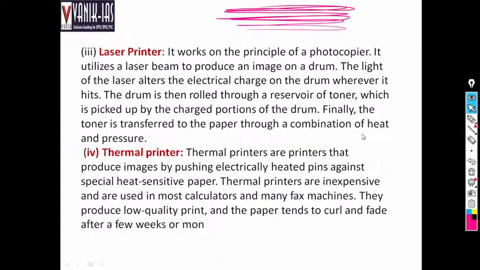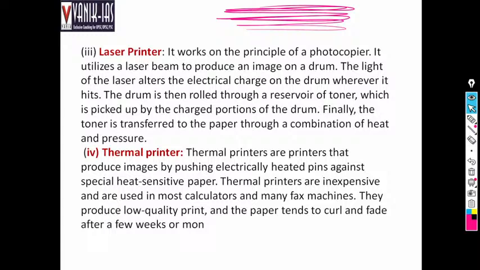Next is the laser printer, which we especially use, and the thermal printer. It works on the principle of the photocopier. It utilizes a laser beam to produce an image on a drum, and the light of the laser alters the electrical charge in the drum wherever it hits. The drum is then rolled through a reservoir of toner, which is picked up by the charged portions of the drum. Finally, the toner is transferred to the paper through a combination of heat and pressure. That's why if you touch a Xerox printout, you will feel some heat. That is the laser printer that we commonly use.